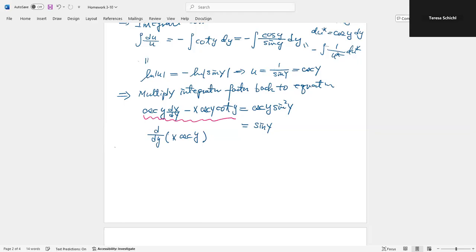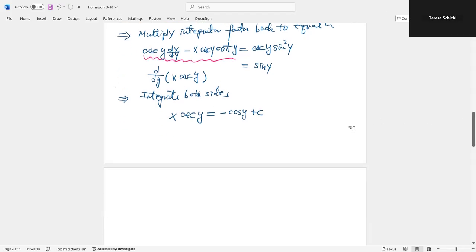If you take the derivative of x, it's going to be dx dy cosecant y. Then you take the derivative of y here, so it's cosecant cotangent, the derivative of the cosecant y, so it's negative. We know that's fine. Now you integrate both sides. Because this is the product rule, your left-hand side is going to be x cosecant y, and the integral of sine y is negative cosine y plus c here.